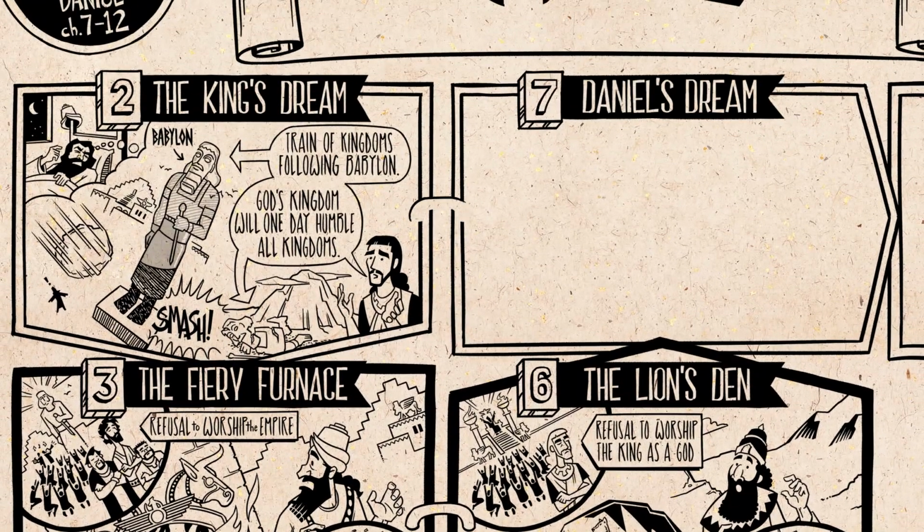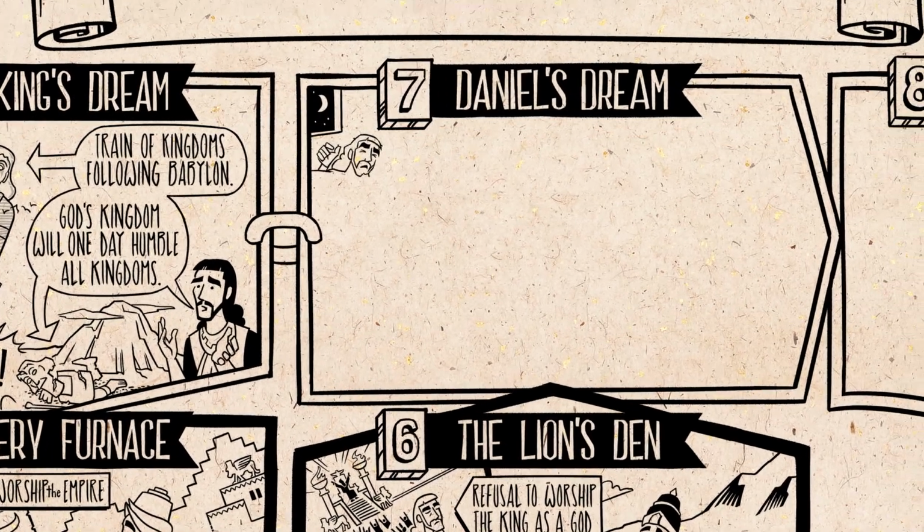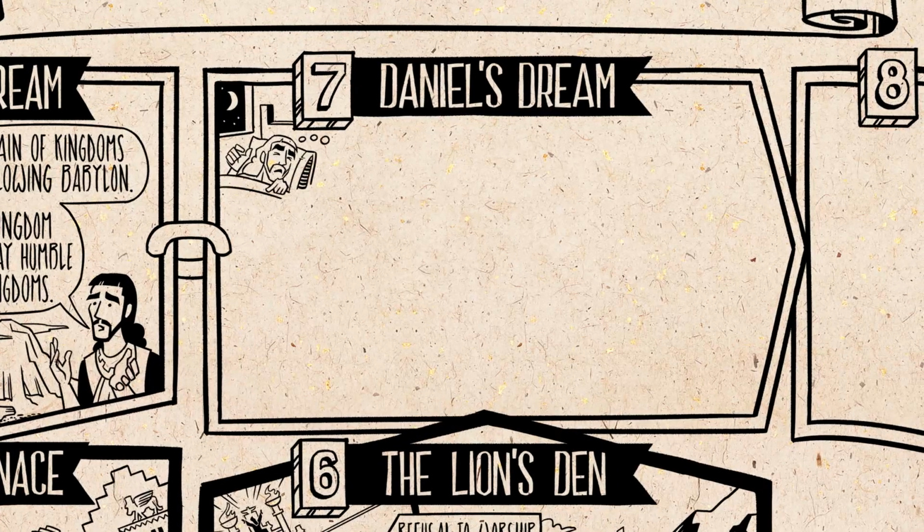It's the pair of chapter 2 and the center of the book where all its themes come together. It's another dream, but it's Daniel's this time. And ironically, he can't understand the dream until an angelic messenger explains it to him.